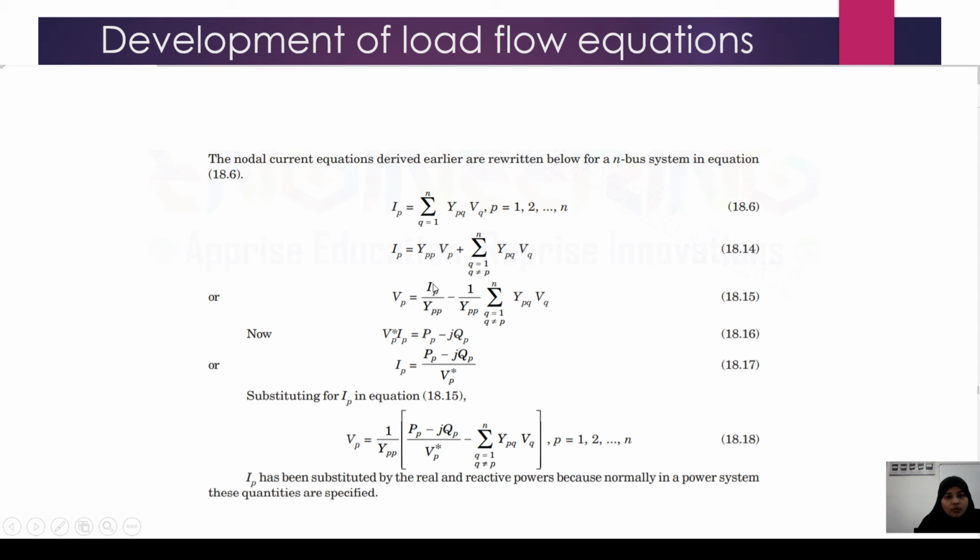Then Vp is equal to Ip by Ypp, or I can take 1 by Ypp common: Vp is equal to Ip by Ypp minus 1 by Ypp times the summation over q equal to 1 to N of Ypq Vq. Vp conjugate into Ip is Pp minus jQp, or Ip is equal to (Pp minus jQp) by Vp conjugate. Substituting this Ip value in the equation, we get Vp. We have to remember this equation, that is Vp is 1 by Ypp times ((Pp minus jQp) by Vp conjugate minus the summation over q equal to 1 to N of Ypq Vq), for p equal to 1, 2, 3 and so on up to N.